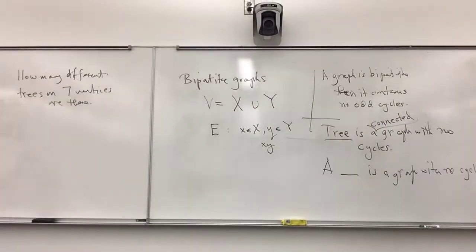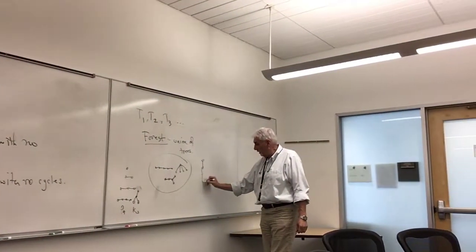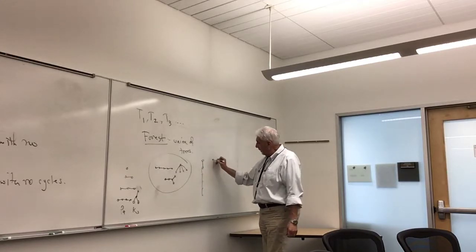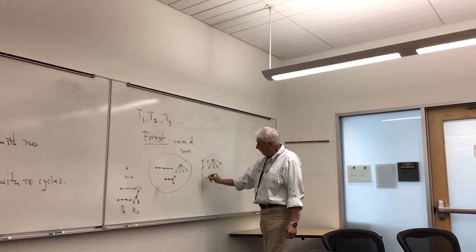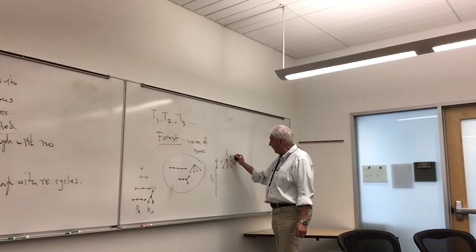And let me do the easy ones. The easy ones are P6. And the star. Notice this is P6, and this is K_{1,5}.